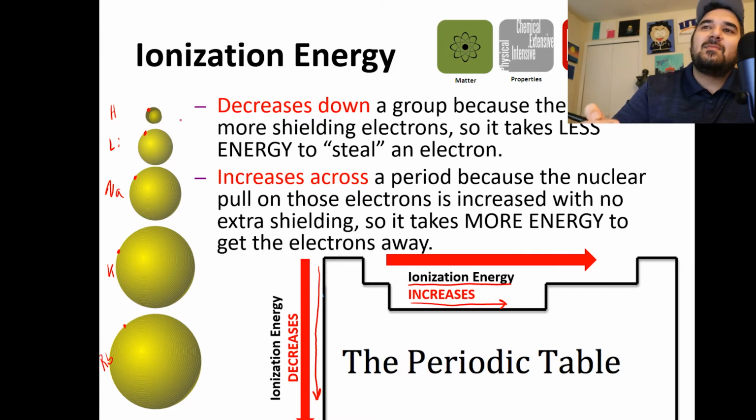So which one is going to be easiest to take away? Is it going to be the electron that's in direct sight? Because here we have our proton in the center. I'm going to draw our protons. So our protons are at the center of all of these.